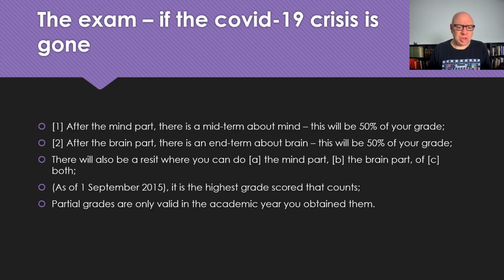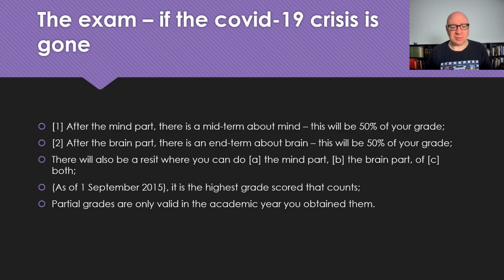So usually after the Mind part, there is a midterm with open questions, and that will be 50% of your grade. And after the Brain part, there will be an end term about the Brain part of the course. That will also be 50% of your grade, so pretty straightforward. And there will be a reset in the reset period that then is about both parts, so the entire course. As of September 2015 the highest score is the one that counts. So if your reset is lower than your original exam, then you have the grade of the first attempt.